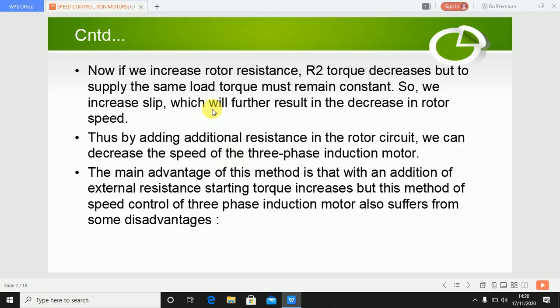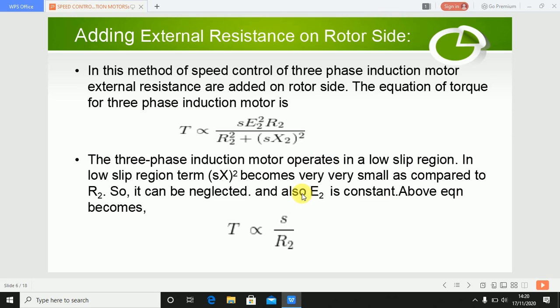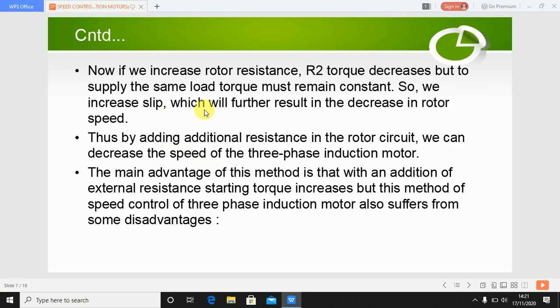Suppose if we increase the rotor resistance, the torque decreases, because torque is inversely proportional to R2. Because here we are using the same load, the torque should remain constant. To compensate for this, we are going to increase the slip, which will result in a decrease in the rotor speed. As a result, in this method, we can decrease the speed of the motor. This method has an advantage that the torque gets increased, but this method has some disadvantages.